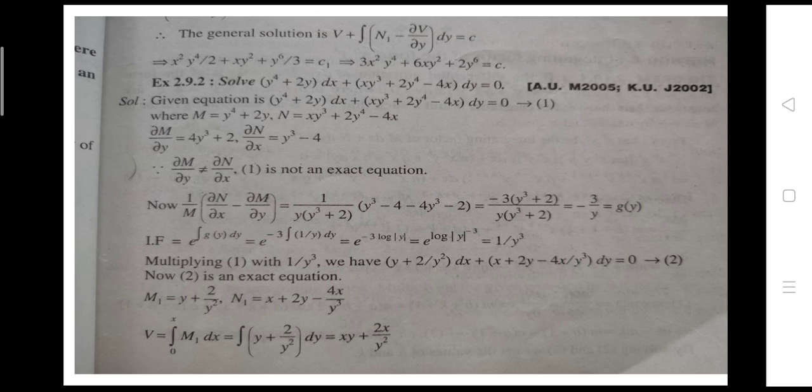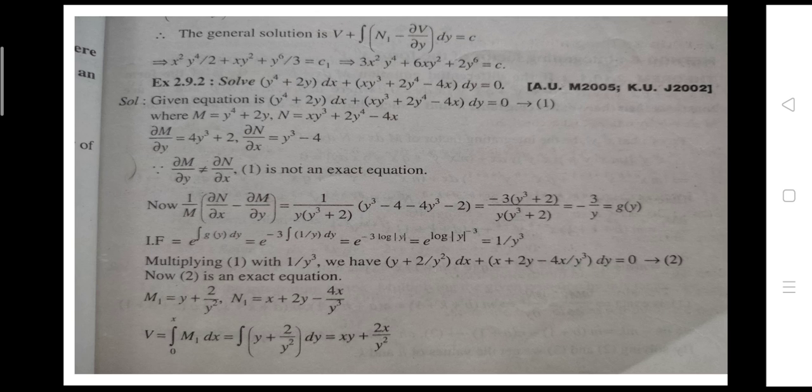Now what is the integrating factor here? e to the power integral of g(y) dy. What is g(y)? Minus 3/y. So taking 3 common, the integral of −3/y dy gives e to the power −3 log|y|, that is e to the power log y⁻³, which is also written as 1/y³. Now multiplying with 1/y³, we have (y + 2/y²) dx + (x + 2y − 4x/y³) dy = 0.